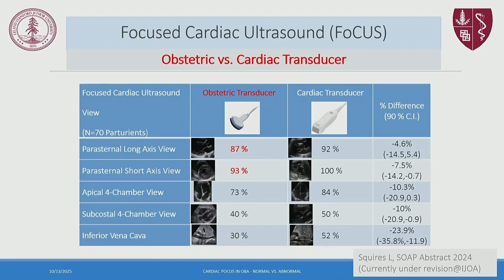And also the parasternal views work great with the obstetric transducer. Apical 4-chamber views struggle a little bit more, but what I also want to draw your attention to is that we are still able, with the cardiac transducer but also with the obstetric transducer, to get subcostal views in pregnant patients.